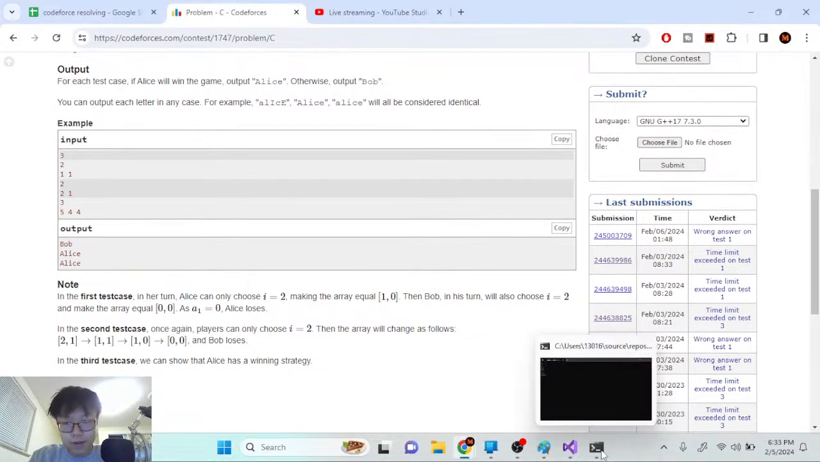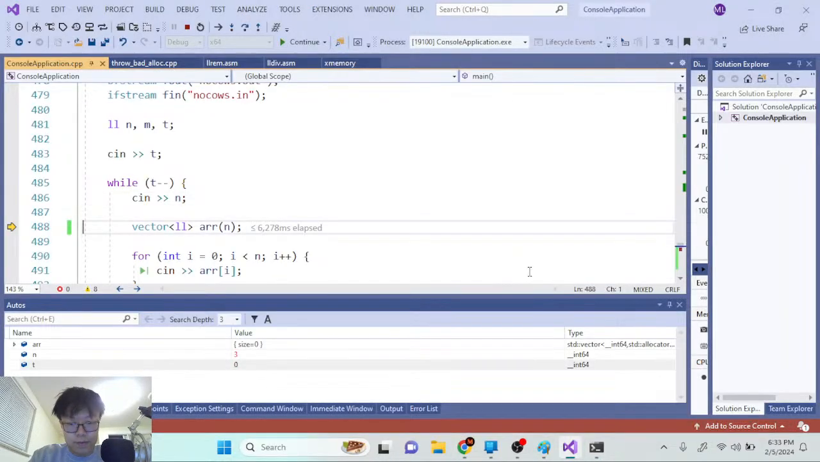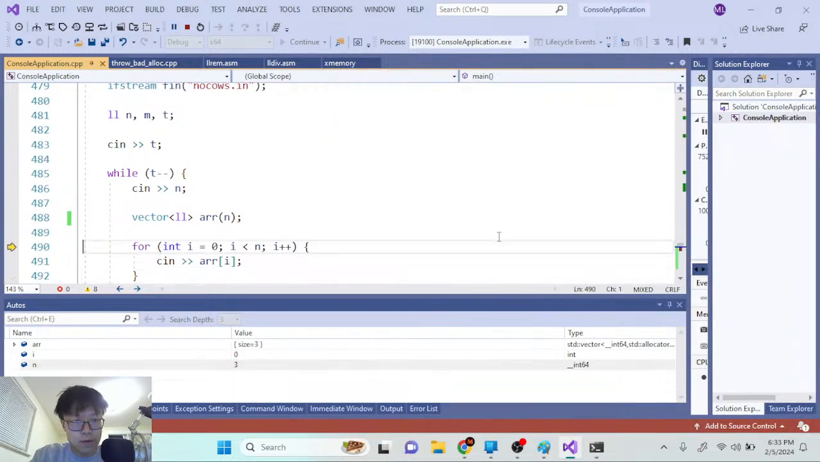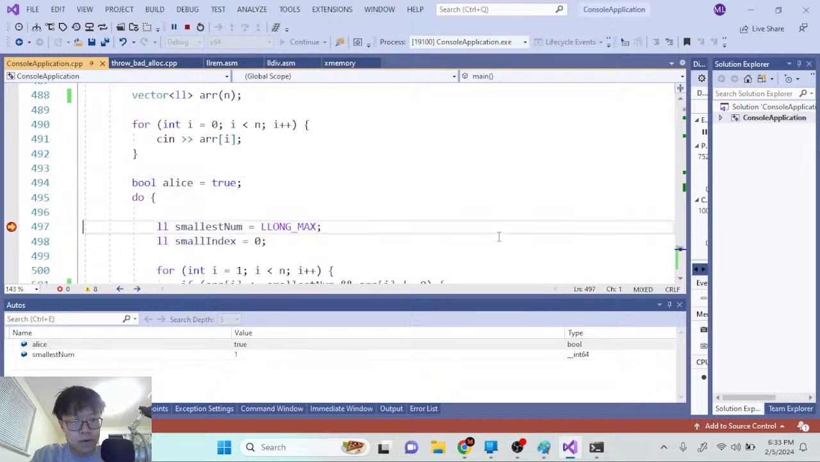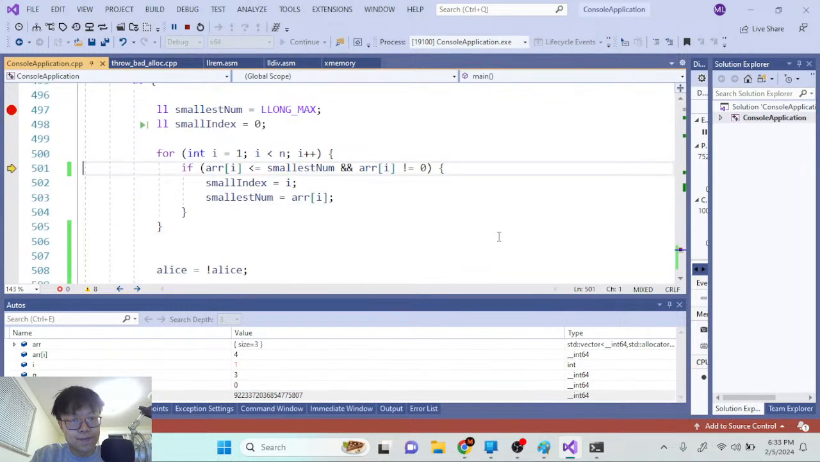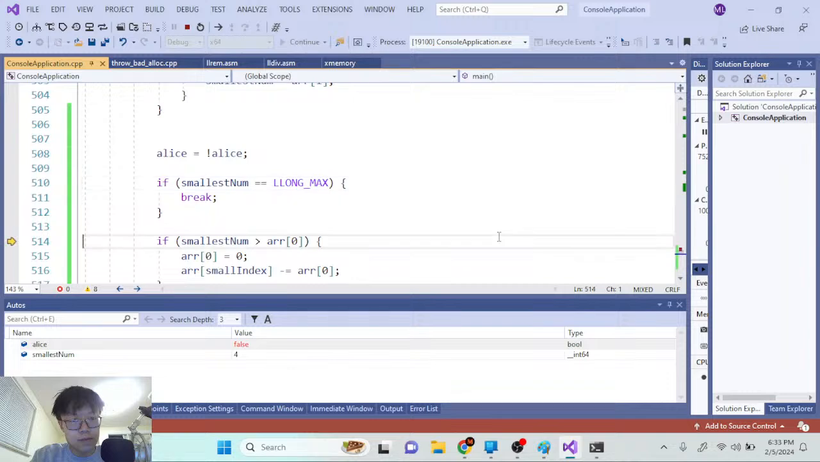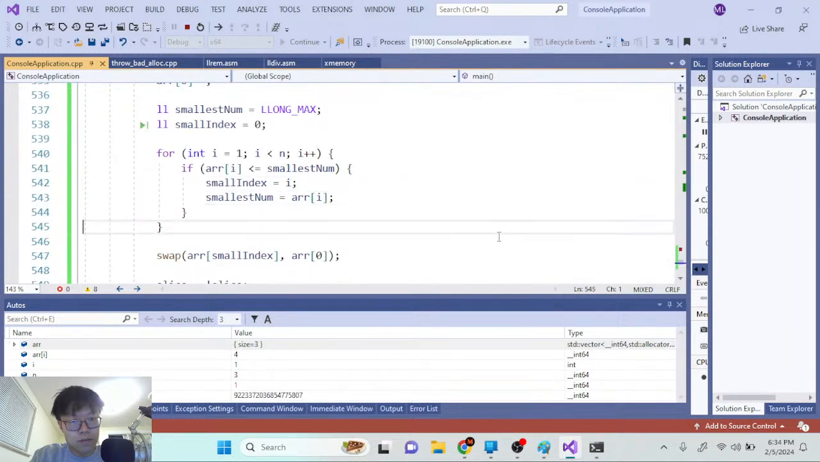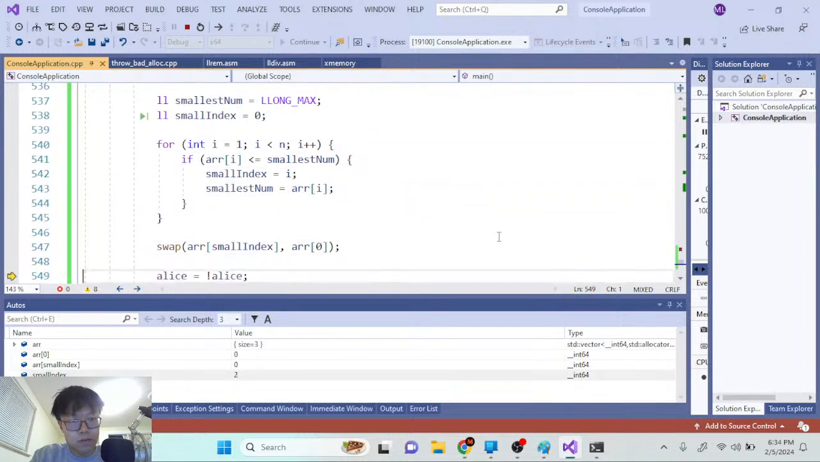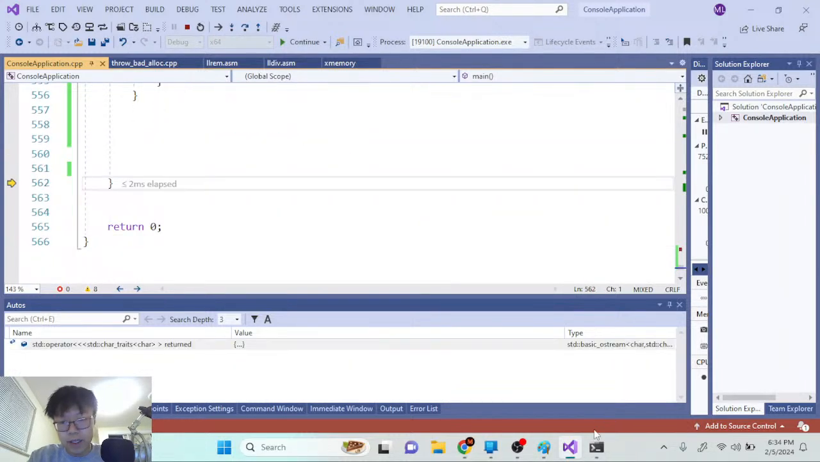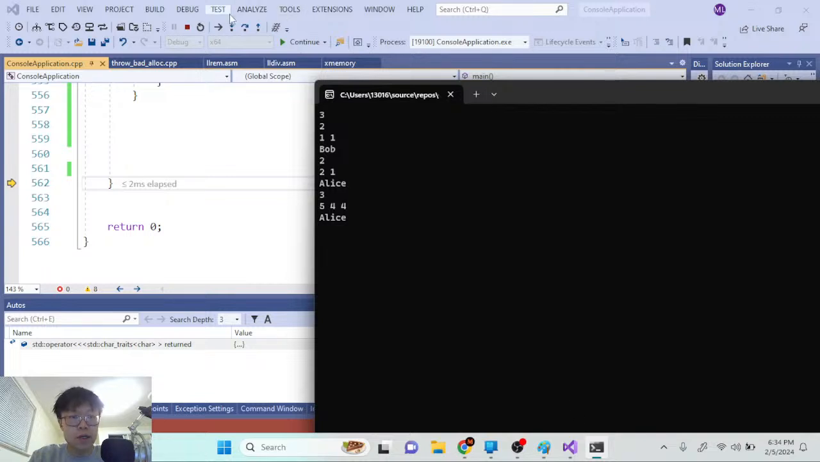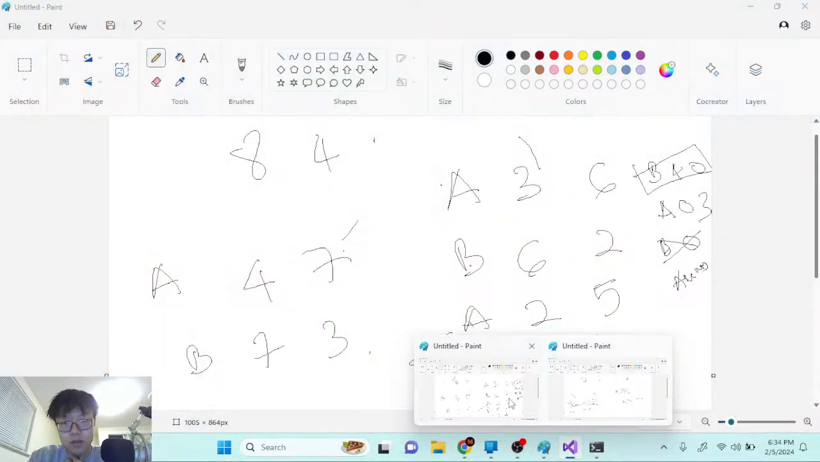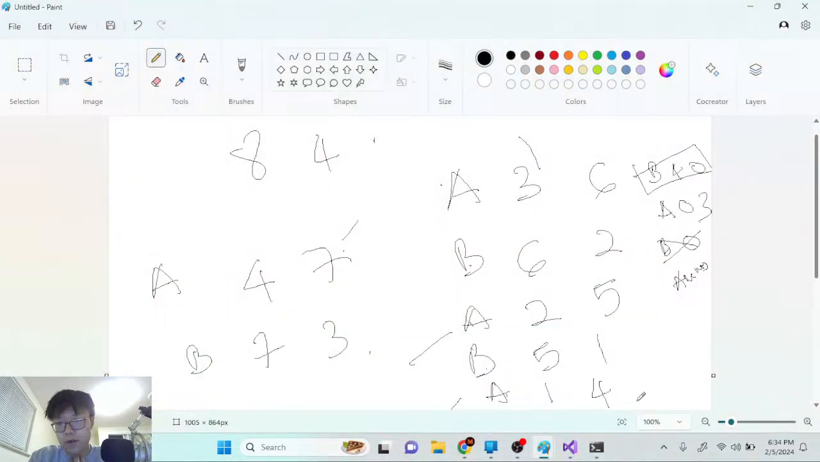3, 544. Alice's turn. Okay, that's good. So we passed the first test case. Now let's look at the other ones, like this one, 2-8-4. Alice should win.